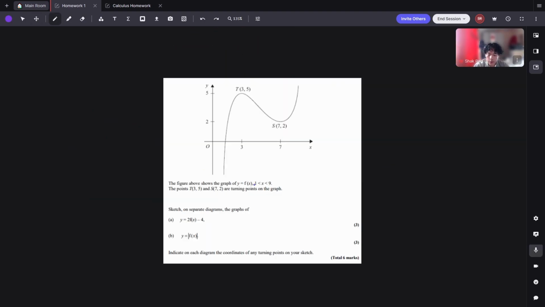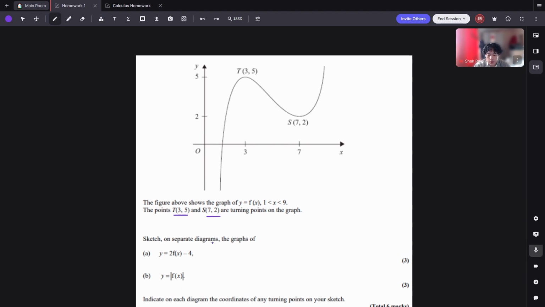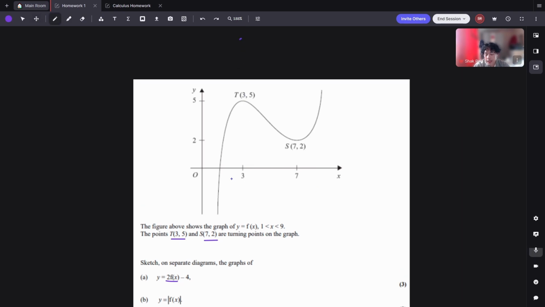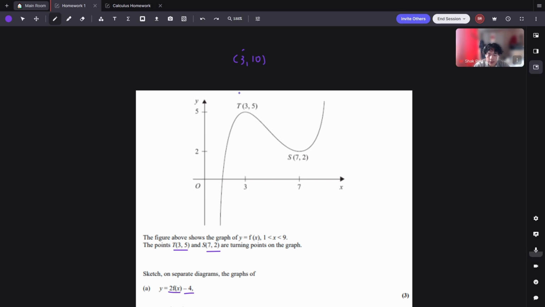So yeah, and then the final question, we're told that the figure above shows the graph of y equals f of x between 1 and 9. The points (3, 5) and (7, 2) are turning points on the graph. We need to sketch this. So I'm going to do it on the same graph just because. Essentially what happens here is there's a stretch vertically by 2. So this becomes all the way up to 10. So the x values stay the same, but this becomes 3, 10 instead. But then from there, it's a minus 4. So it actually goes down. So it actually would be 3 and 6. So this turning point would be 3, 6.